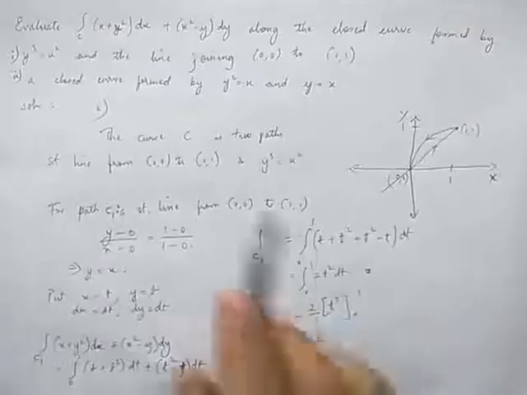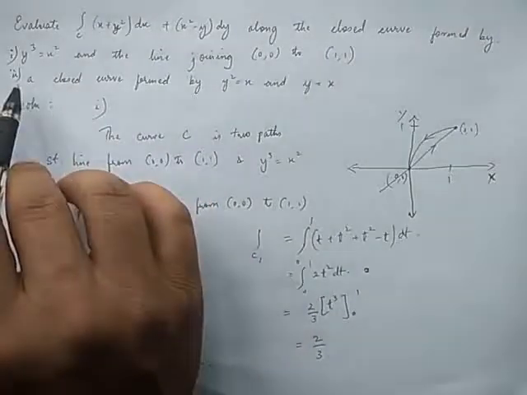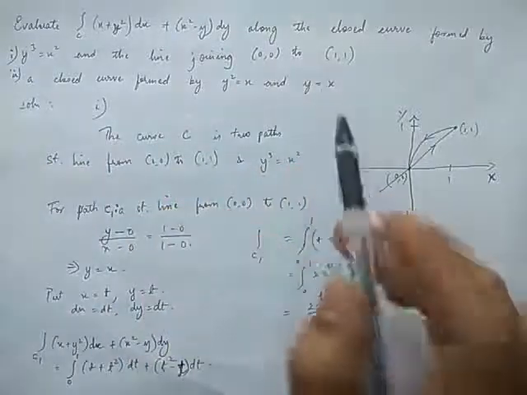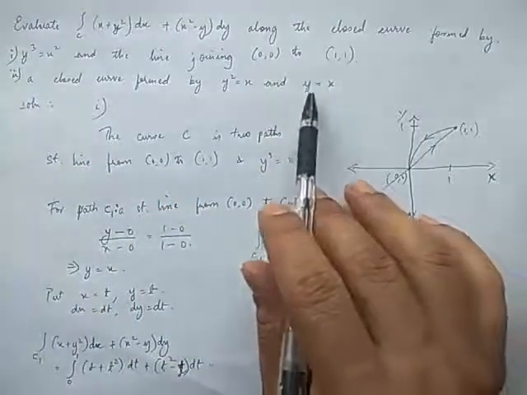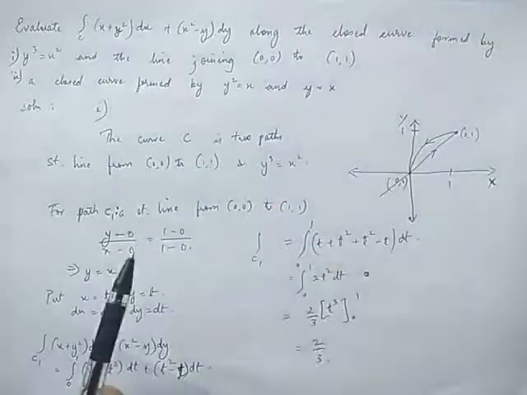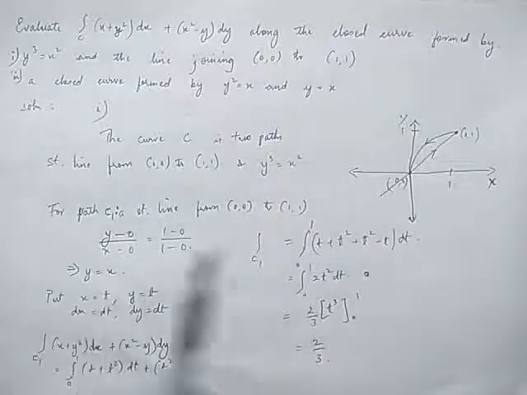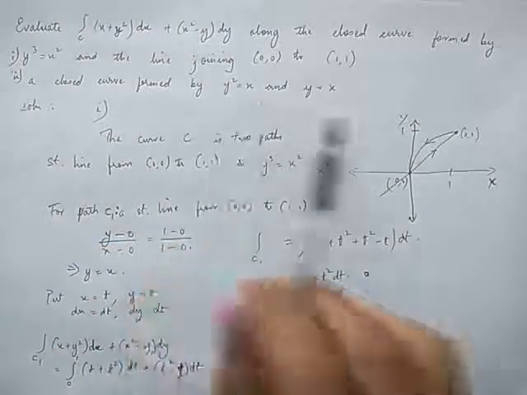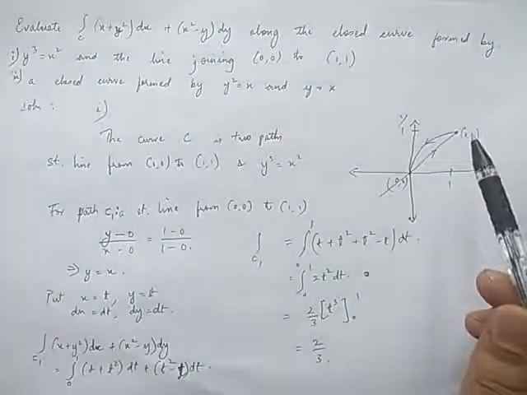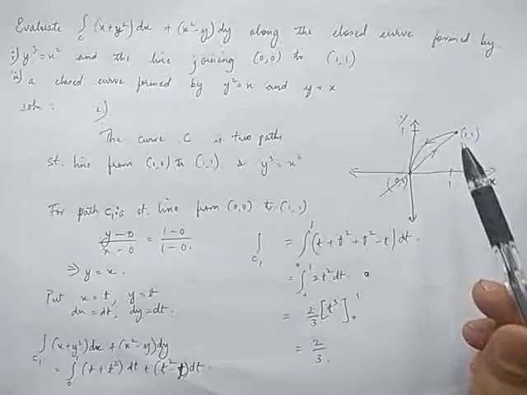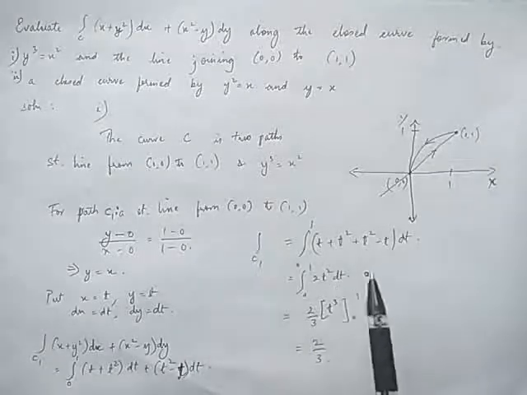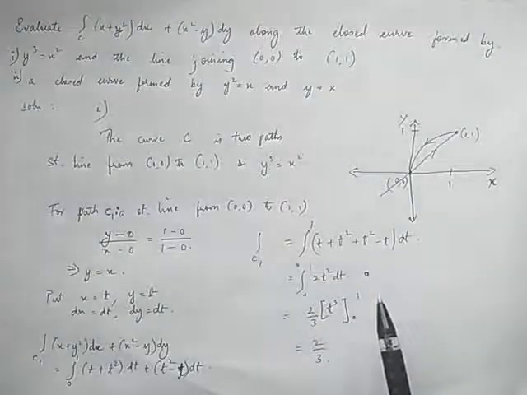So going back to the second problem, a closed curve formed by y squared equal to x and y equal to x. We now know that y equal to x is the straight line from 0 0 to 1 1, and y squared equal to x will be bent again in the x side. So I hope you can do that, and I'll leave you also with one problem.